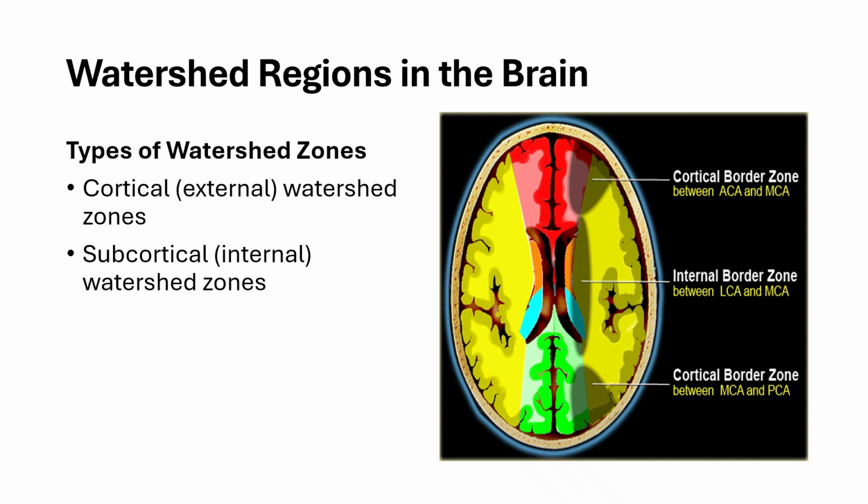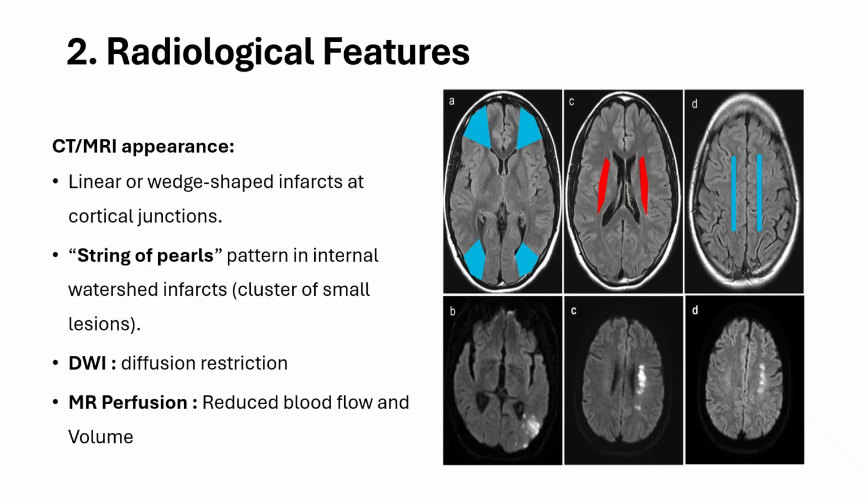So we can see in this image, this is the cortical watershed zone, this is the internal watershed zone, and this is the posterior cortical watershed zone. Now the radiological features of the watershed zone: on CT and MRI, the appearance is linear or wedge-shaped in cortical junctions, and a string of pearls pattern in the internal watershed, that is clusters of small lesions. This shows DWI diffusion restriction, and MR perfusion shows reduced blood flow and blood volume in the infarcted area.